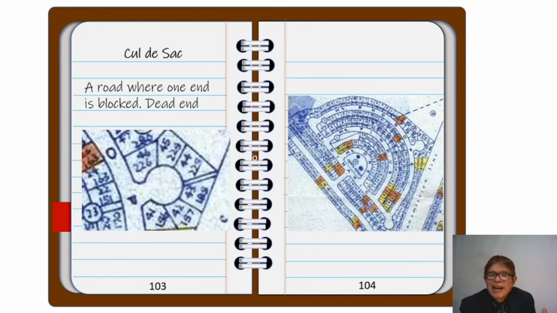Cul-de-sac. A cul-de-sac is a road where one end is blocked. It's a dead end. For example, you can see here, these lots are called cul-de-sac lots. And this is a dead end where the car can move around, and entrance and exit are just here.